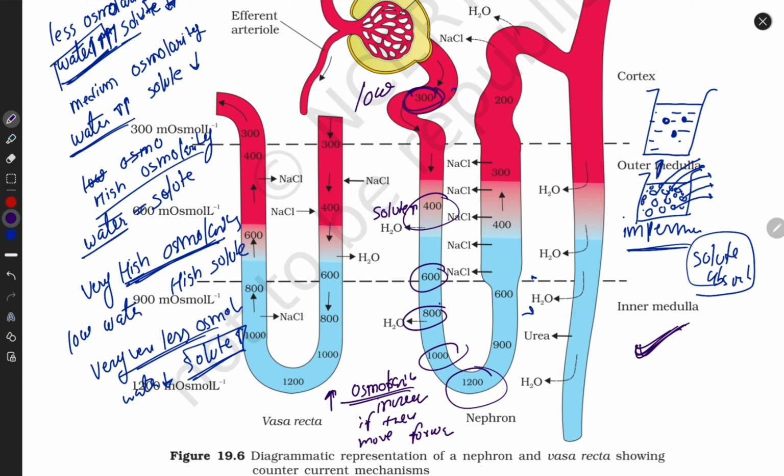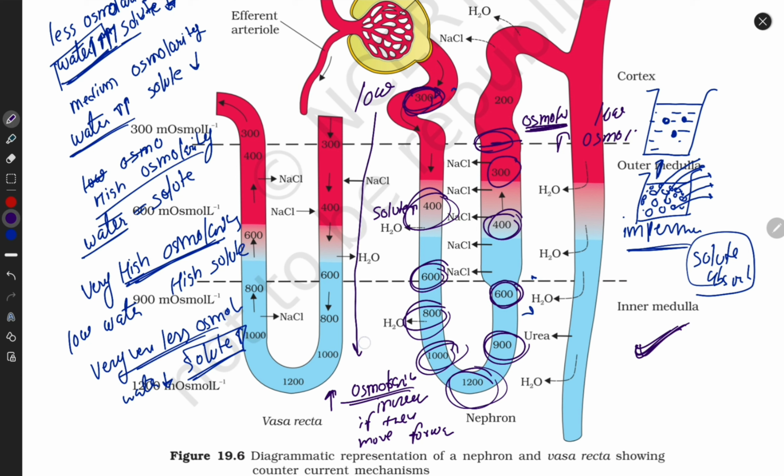High osmolarity means less water and high solute. Here osmolarity is high, and here it is very low, super low. What happens here? Balance. Low osmolarity means water is high and solute is less. Simple, guys. Here they balance themselves, and here it is countercurrent. Going down, the osmolarity goes from low to high, and going up, from high osmolarity to low osmolarity. Simple, guys.